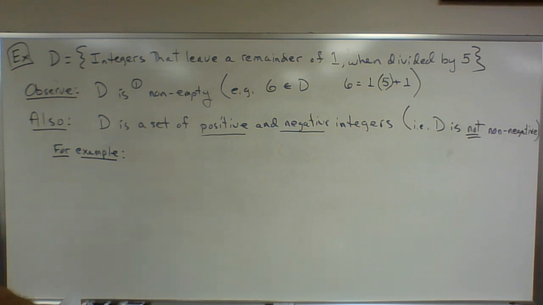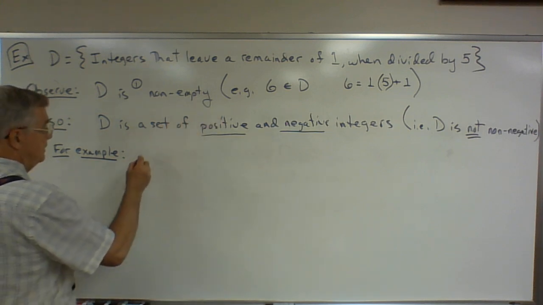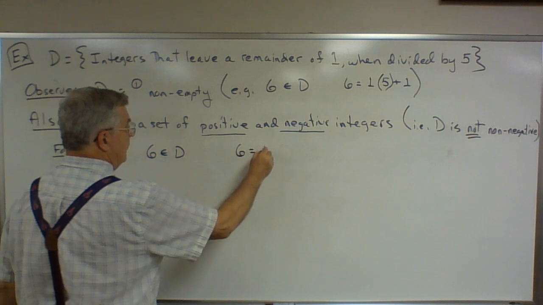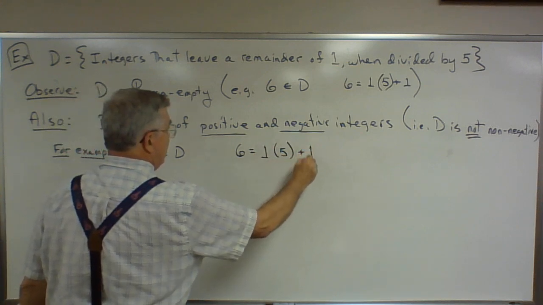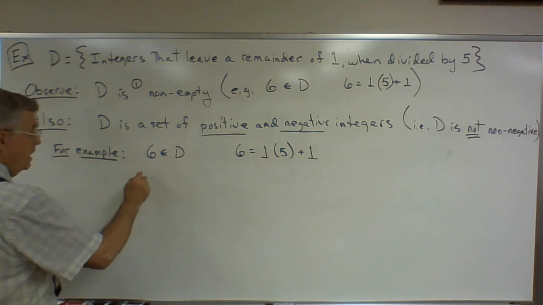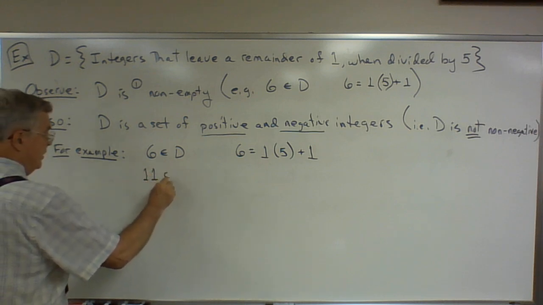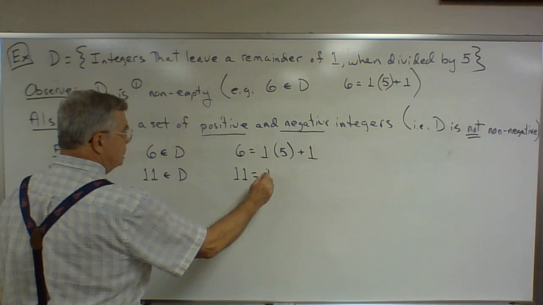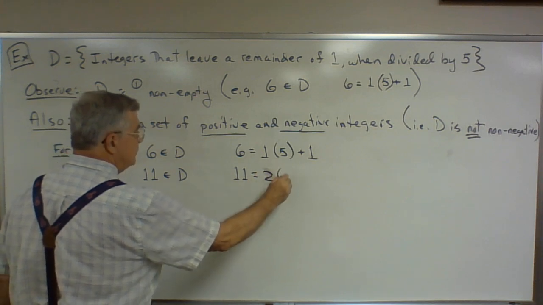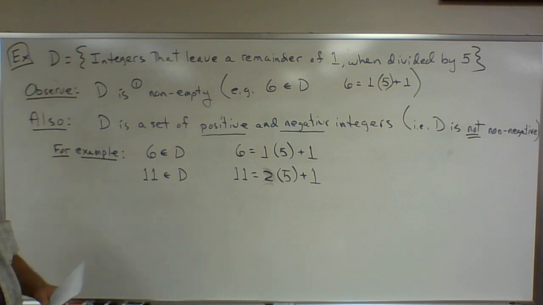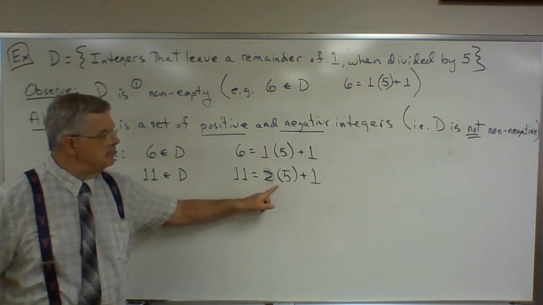And what did I use for examples here? Well, we noted that 6 was in D. 6 equals 1 times 5 with a remainder of 1. 11 is in D. 11 equals 2 times 5 plus a remainder of 1, or 11 divided by 5 is 2 with a remainder of 1.